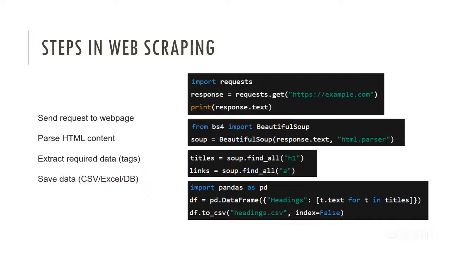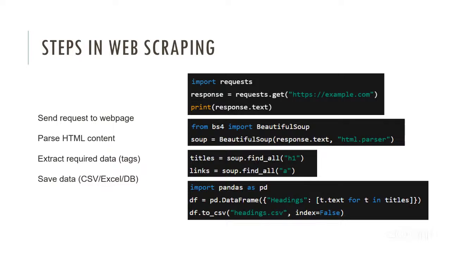Then finally, after extracting the data, we need to store it in a proper format so that we can use it later. We can store the data in a CSV file, an Excel sheet, or even in databases. So for this, the pandas library is useful. For example, here import pandas as pd. This code saves all the headings into the CSV file.